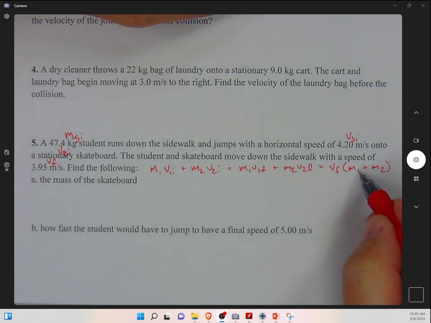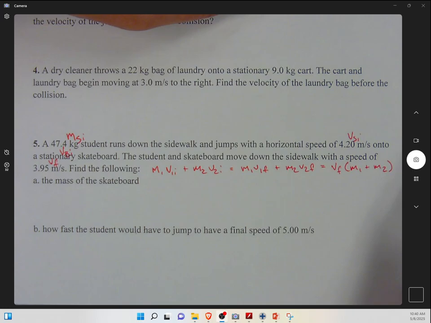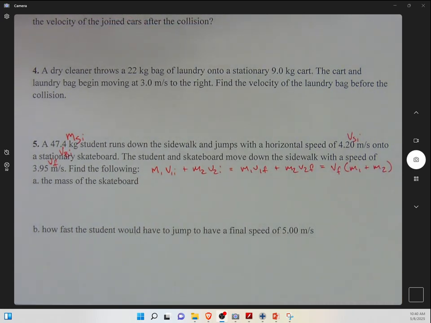In this case, it'd be the mass of the student plus the mass of the board. But I'm going to be solving for that mass, MB, or I guess I call it M2. The main point is that we're trying to apply the law of conservation of momentum, which states that the total momentum before whatever action happens, the jumping on of the skateboard, has to equal the total momentum afterwards.